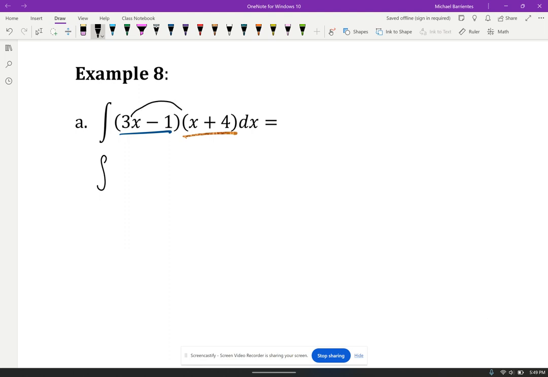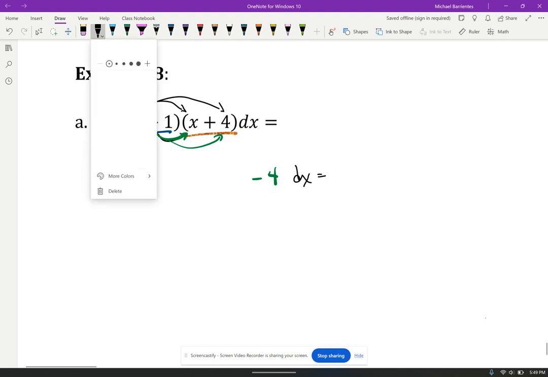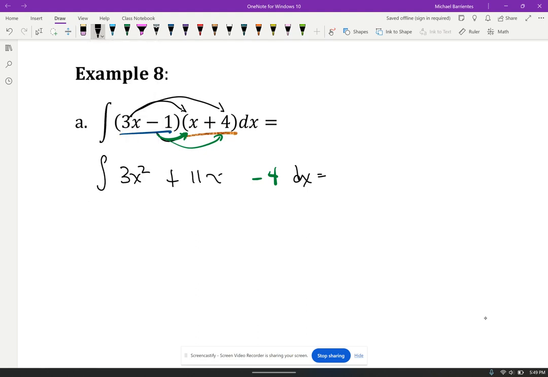So we have a binomial times a binomial. We're going to multiply 3x times x. We're going to multiply 3x times 4. We're going to multiply minus 1 times x, and we're going to multiply minus 1 times 4 in order to make our integrand a little bit easier to work with. And then, of course, I can put these together in the middle here. If I have 12x's and I'm subtracting 1x, then I have 11x's. So I'm going to say this is plus 11x.